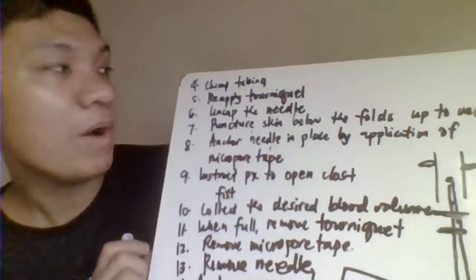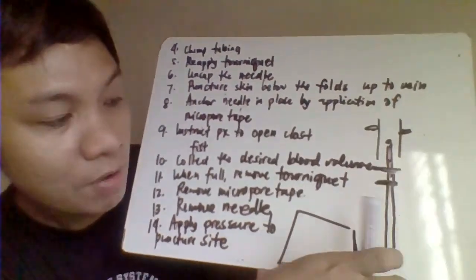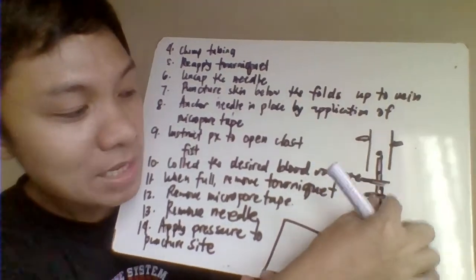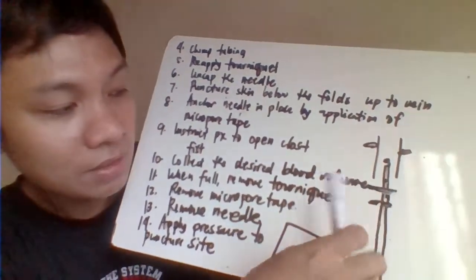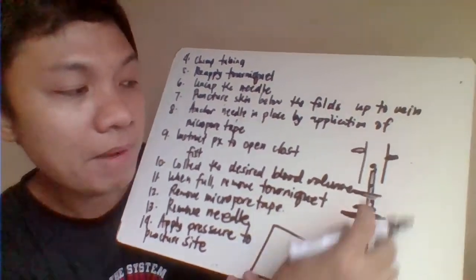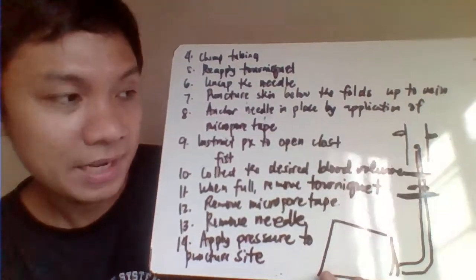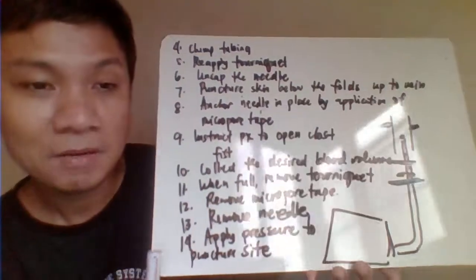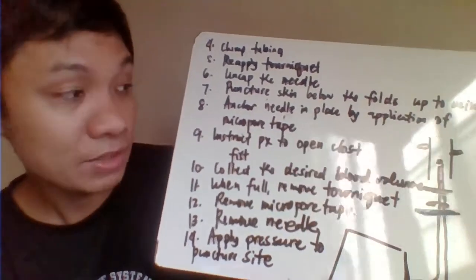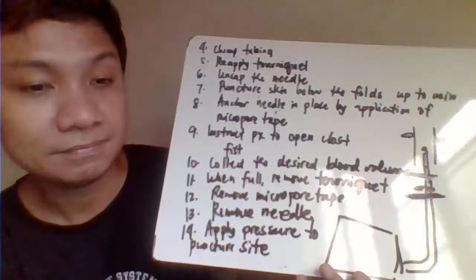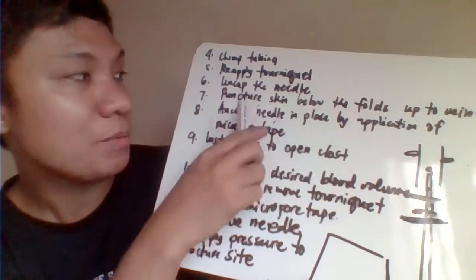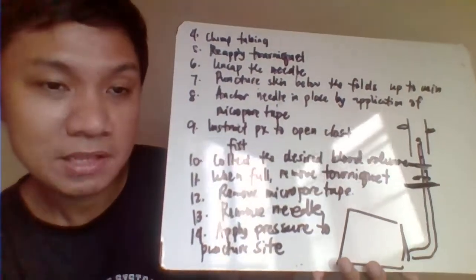Okay, then after that one, you clamp the tubing. So, kung ito ang ating blood bag, pangit ng drawing. Kung itong blood bag natin, di ba, may tubing ka dito, ito yung needle natin. Okay, lalagyan mo muna dito ng clamp bago ka mag-insert, para hindi bumulwak ang ating blood. Then after that one, you try to reapply your tourniquet. Okay, and then try to perform here the puncturing. Try to puncture the vein.